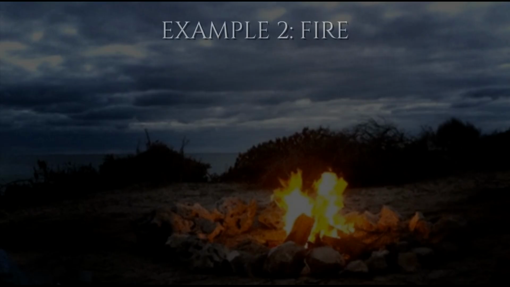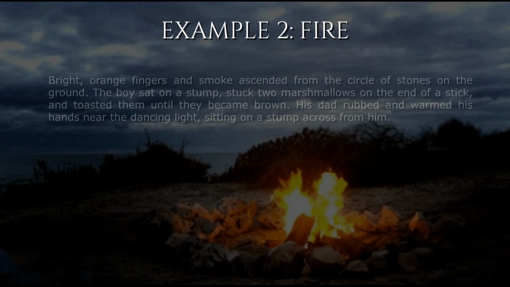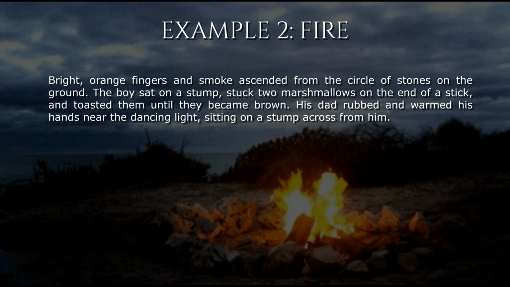Example 2, fire. Bright orange fingers and smoke ascended from the circle of stones on the ground. The boy sat on a stump, stuck 2 marshmallows on the end of a stick, and toasted them until they became brown. His dad rubbed and warmed his hands near the dancing light, sitting on a stump across from him.